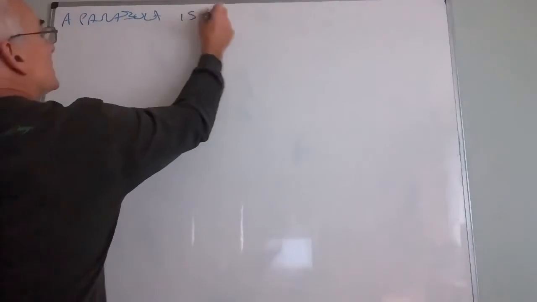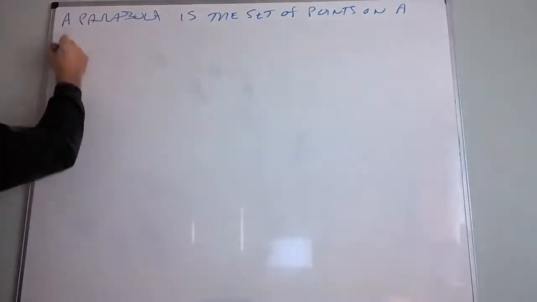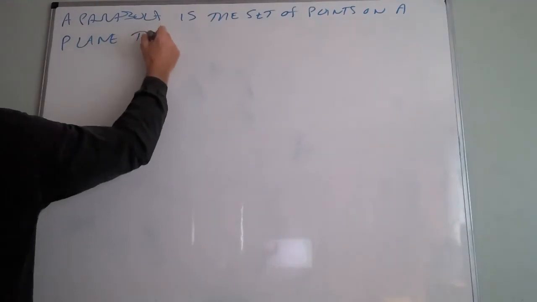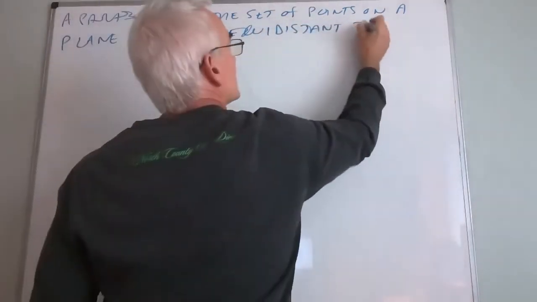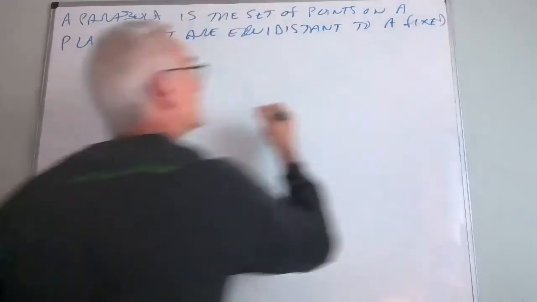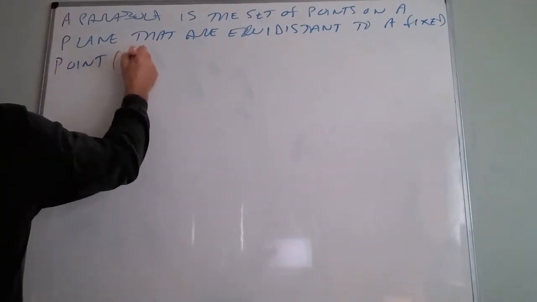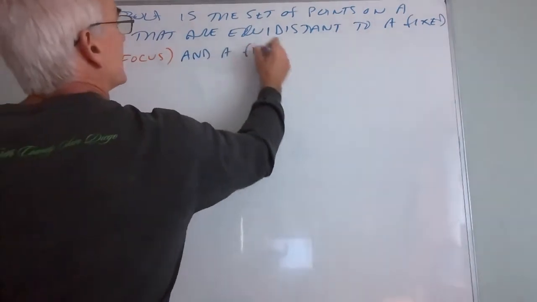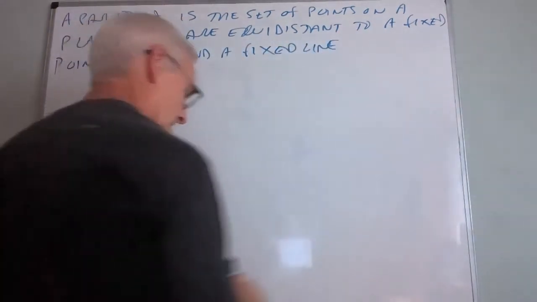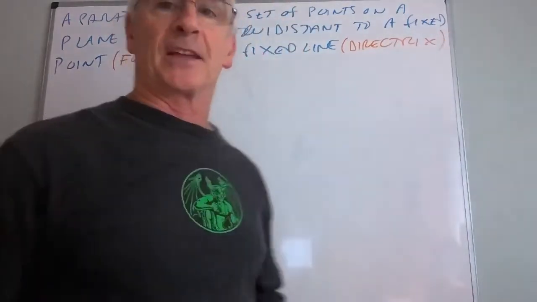Okay, so we're going to define it. A parabola is the set of points on a plane that are equidistant to a fixed point, which is called the focus, and a fixed line which is called the directrix.